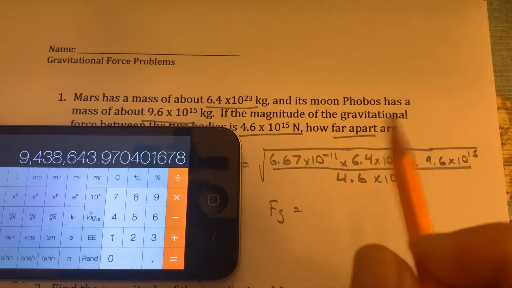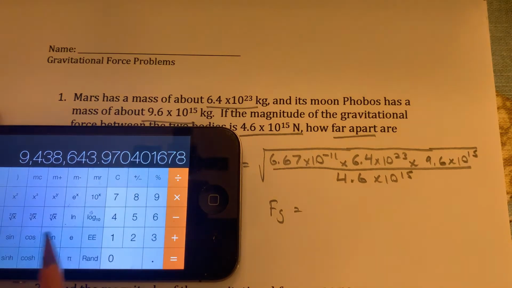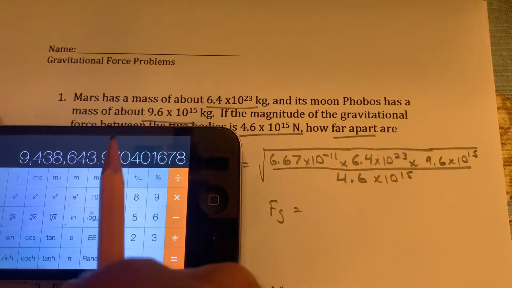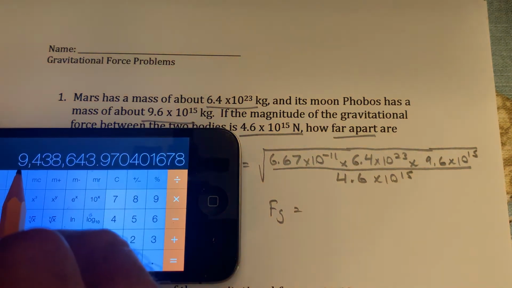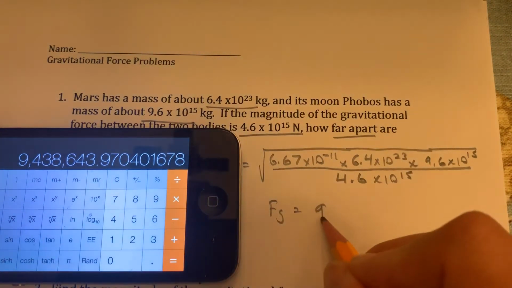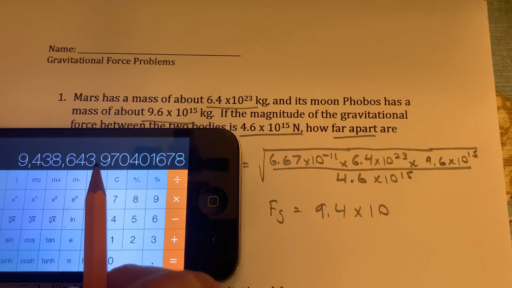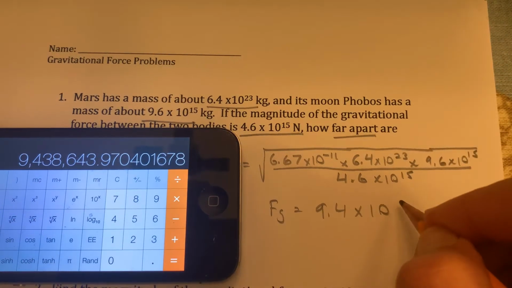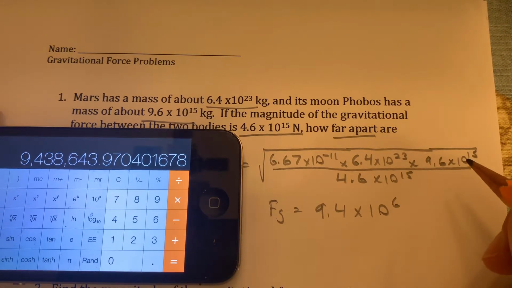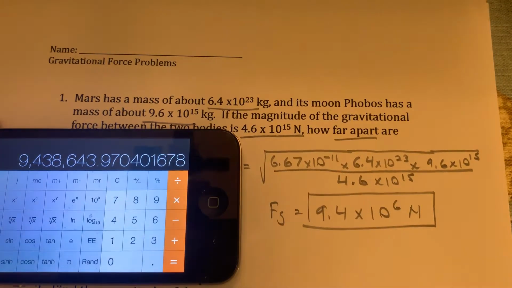There, that worked. I don't know why we got an error the first time. It won't go in scientific notation because this calculator won't do it like our other one will. So, remember, take the first two numbers. So we got 9.4 times 10, and if we count the decimal places, we go 1, 2, 3, 4, 5, 6. So 9.4 times 10 to the 6 newtons. So that's the answer to the first one.